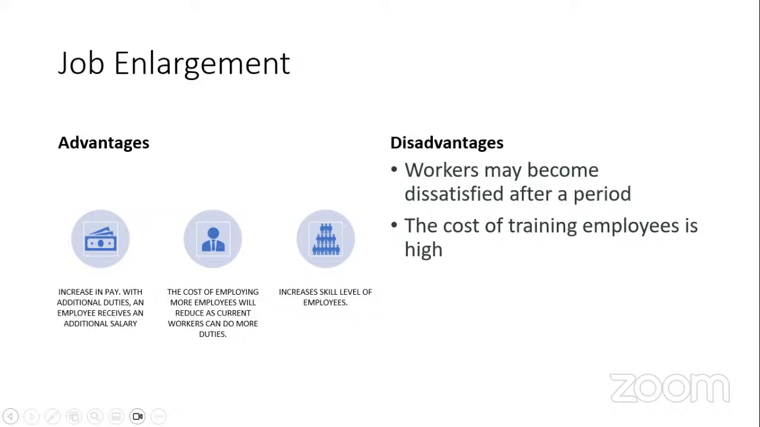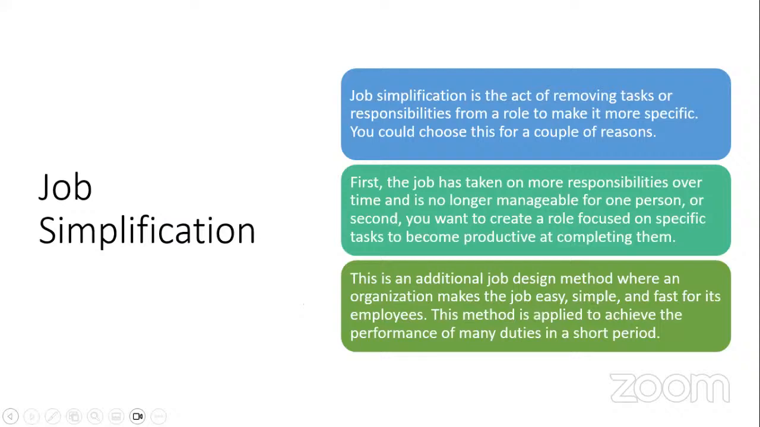Disadvantage: workers may become dissatisfied after a period. The cost of training employees is high. So the cost of training employees may also go up. Let's look at job simplification. Job simplification is the act of removing tasks or responsibility from a role to make it more specific.